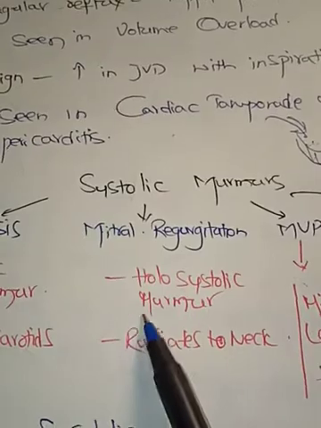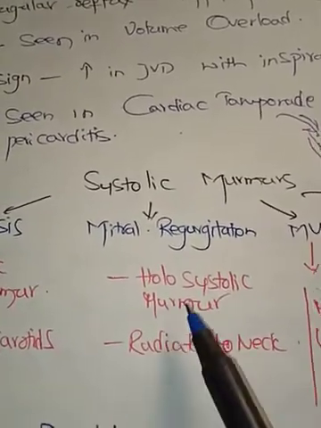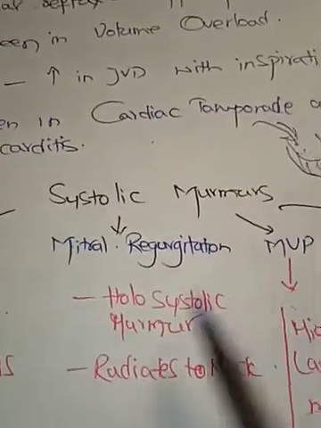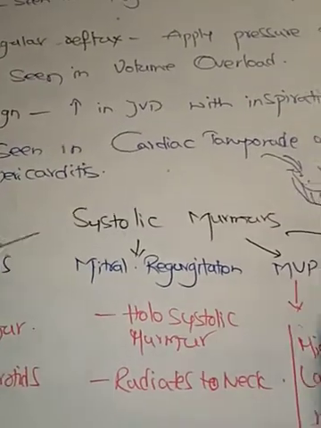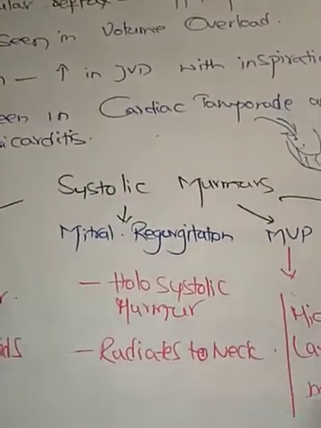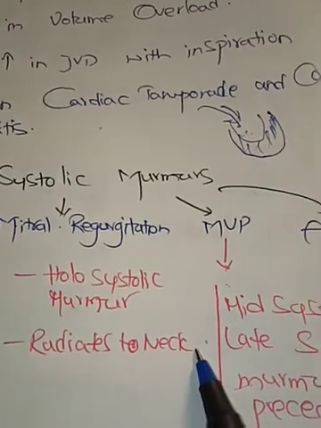Similarly, mitral regurgitation is a hollow systolic murmur. Zzz, zzz, zzz, like a honeybee. You can't listen S1, you can't listen S2, only you will listen murmur. And it radiates to the neck.